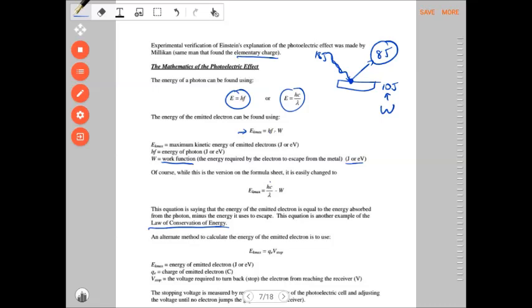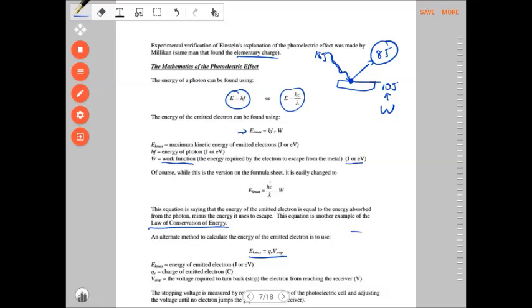Awesome. So an alternative method to calculate this energy is to use this: EK max equals QE times V stop. QE, of course, is the charge on the electron. The EK max is the energy of the emitted electron. Now, V stop, that's an interesting one.